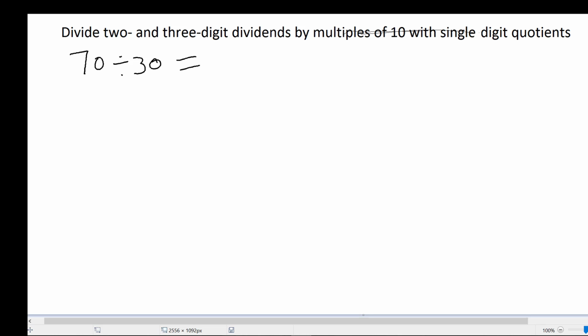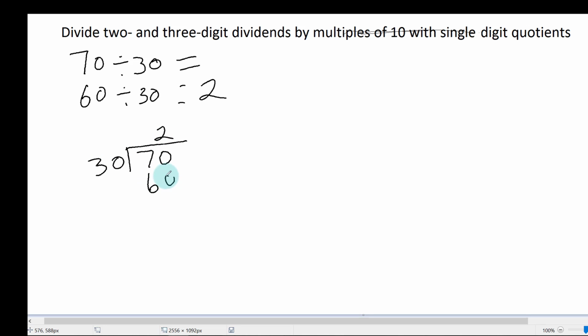So our first problem we're going to start today with is 70 divided by 30. The first thing we want to do is find an estimate, and with 30 as my divisor, I'm going to estimate 60 divided by 30, and I know that equals 2. So I know that my quotient needs to be somewhere around 2. Now I'm going to go ahead and put that into a division problem where I have a dividend of 70 and a divisor of 30, and I know it's somewhere around 2. So we're going to go ahead and put in our 2, and 2 ones times 30 equals 60.